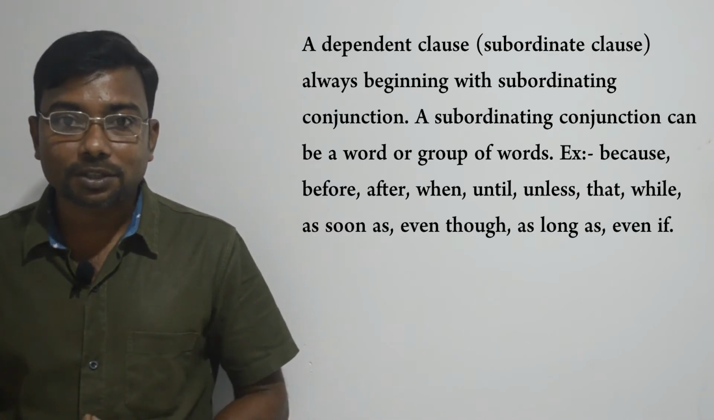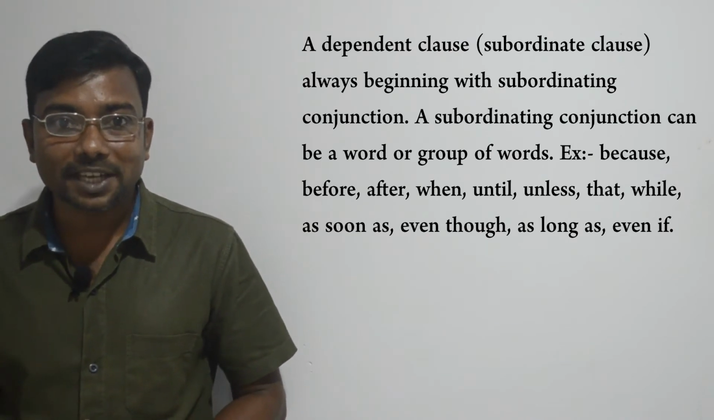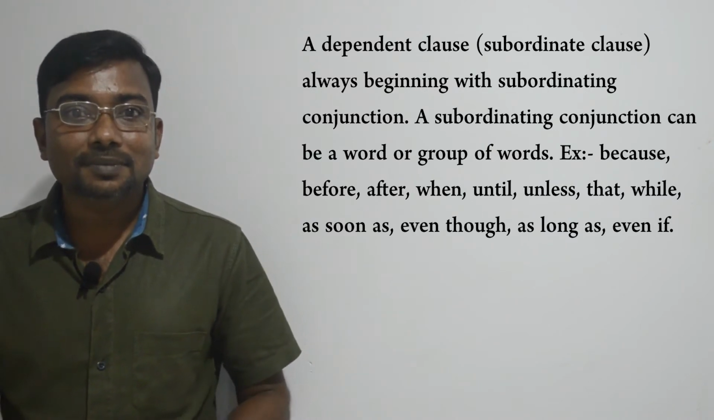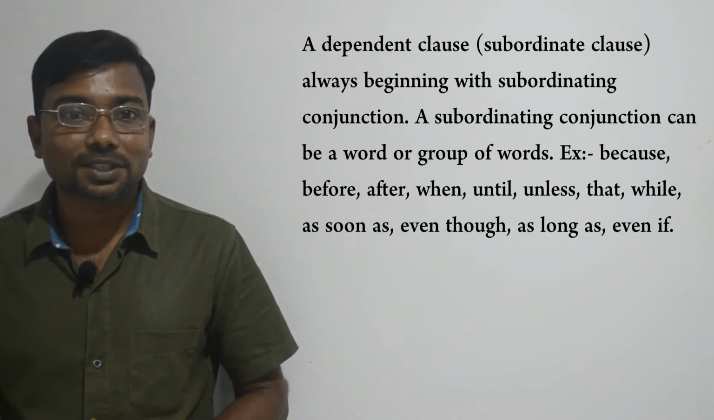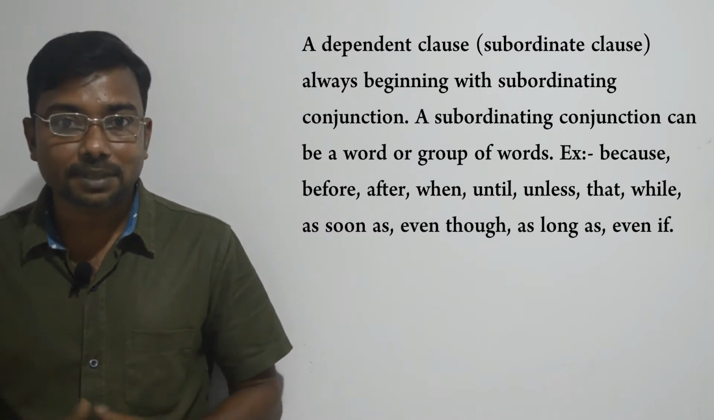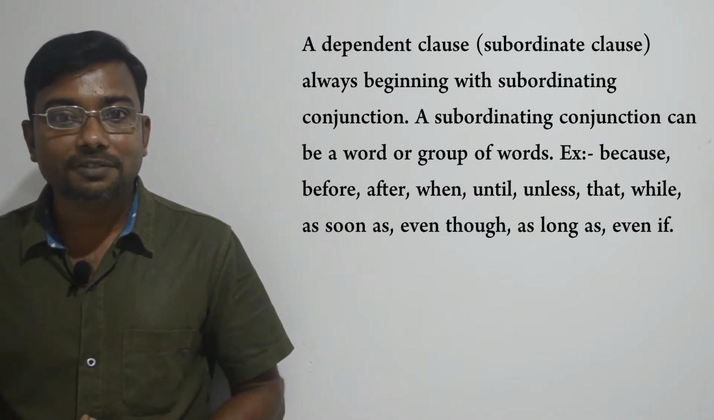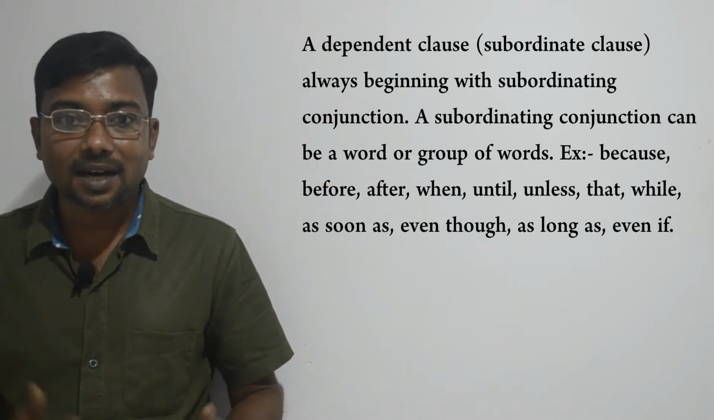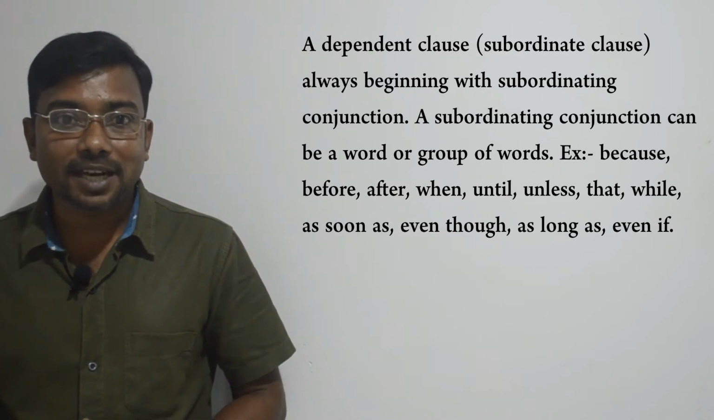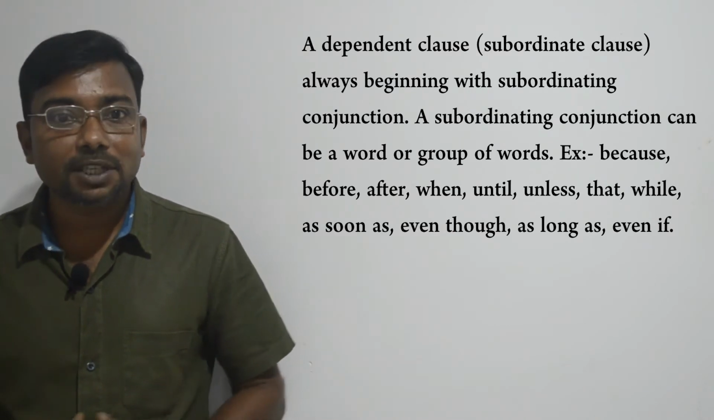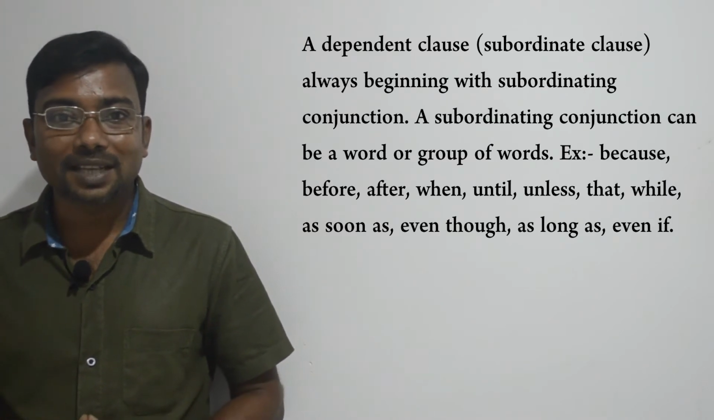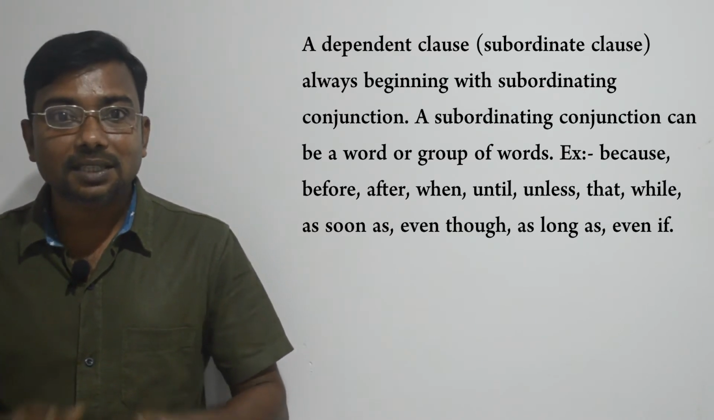Remember, a dependent clause always begins with a subordinating conjunction. Therefore, a dependent clause can also be known as a subordinate clause. The subordinating conjunction can be a word or a group of words. For example, because, before, after, when, until, unless, that, while are very common single word subordinating conjunctions. As well, they can be a group of words. For example, as soon as, even though, as long as, even if are some of them.